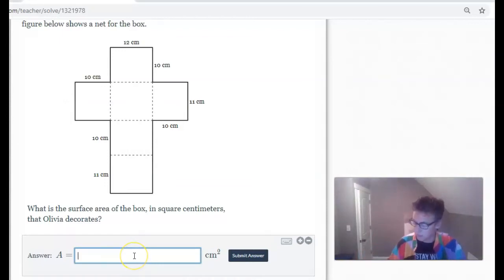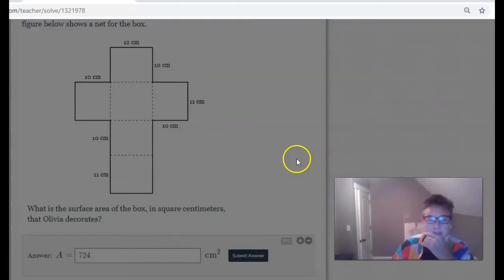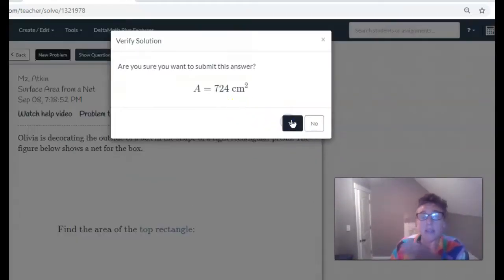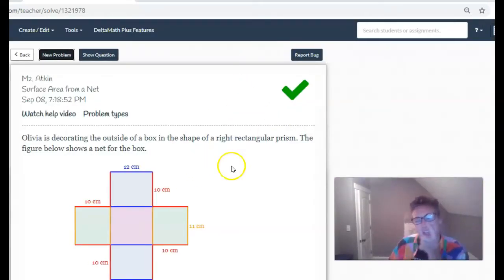Moment of truth. Let's plug our answer in. 724 centimeters squared. Submit answer. Are you sure? Yes, I'm sure. I checked, and I got a green check for it. Here's the example of why. I don't even talk about it because we just did it.